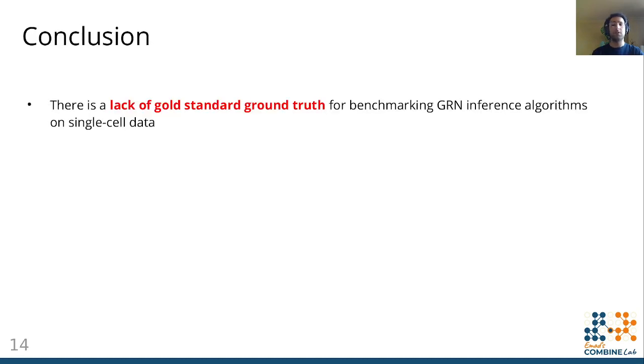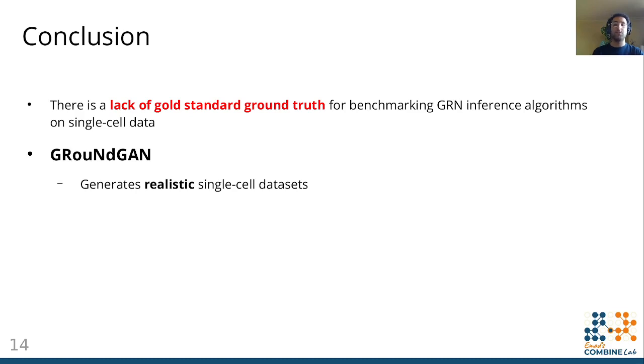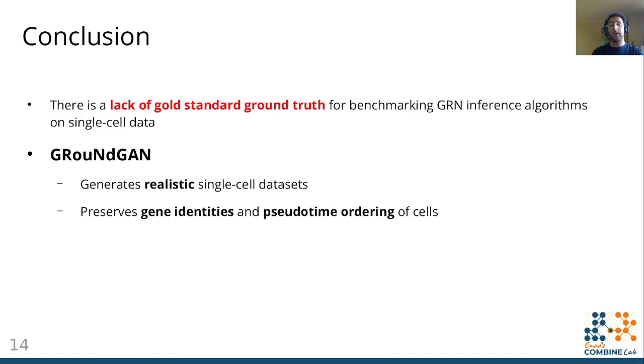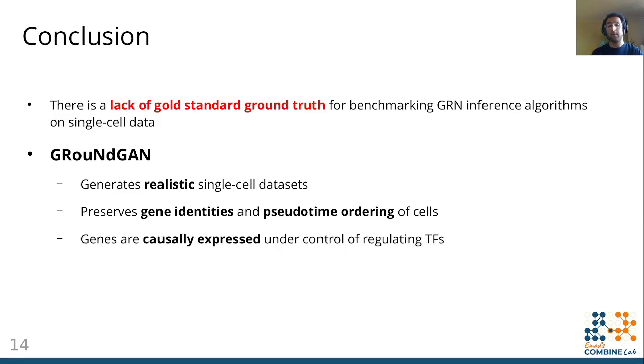So in conclusion, we established that there is a lack of gold standard ground truth when it comes to benchmarking GRN inference methods, especially on single-cell data. And to that we proposed GroundGAN, which is a simulator that generates realistic single-cell data sets, and while doing so preserves gene identities and pseudotime ordering of cells. And preserving pseudotime ordering allows us to benchmark GRN inference methods that require pseudotime ordering.